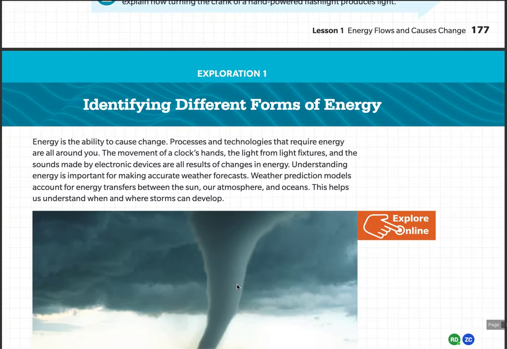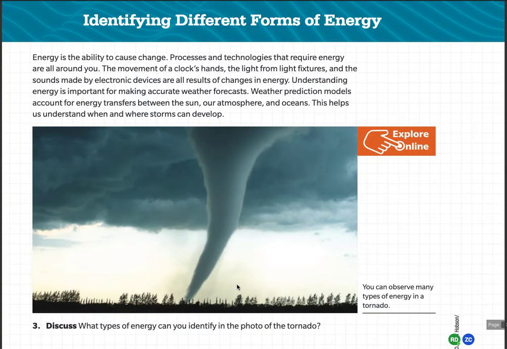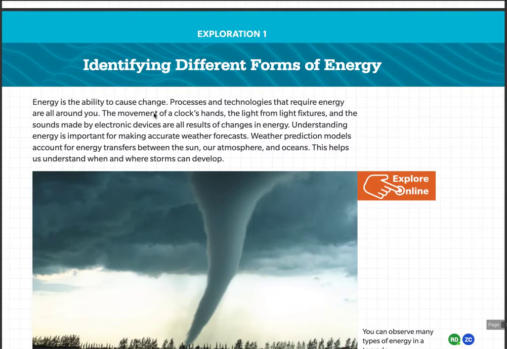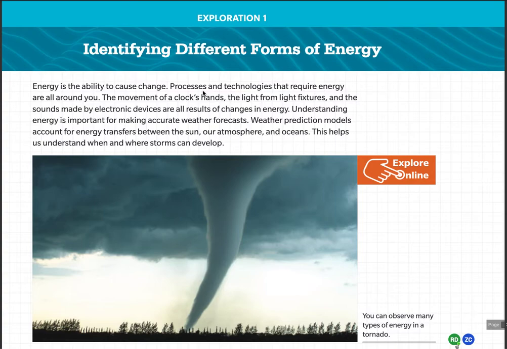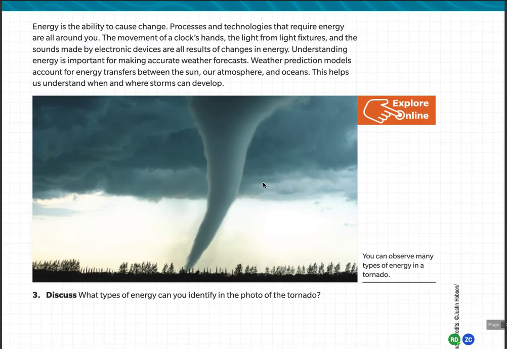So getting into exploration one, I'm going to go through all of the explorations all in one video, so I might be going past what you're looking at in exploration one, but you can just fast forward and rewind and whatever. So exploration one is on identifying different forms of energy, and three says discuss what types of energy you can identify in the photo of the tornado.